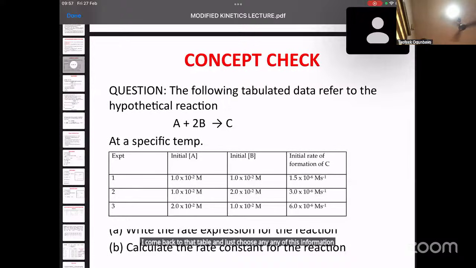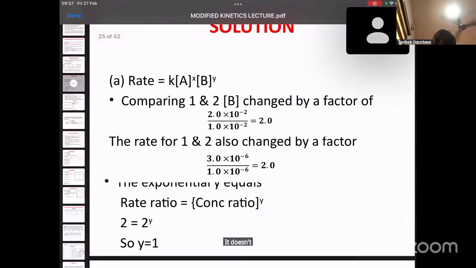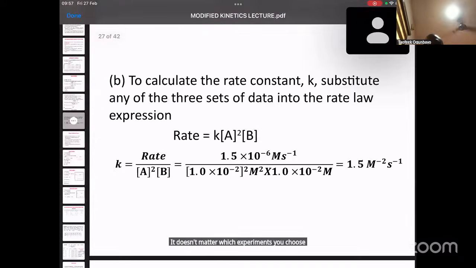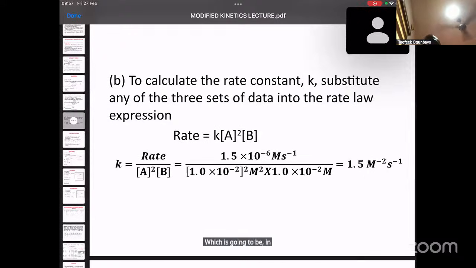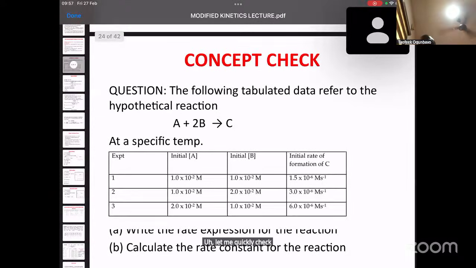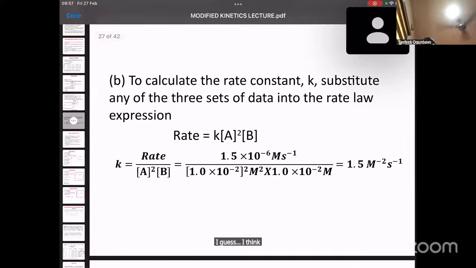You can choose experiment 1, experiment 2, or experiment 3, but you cannot choose some from 1 and some from 3. If you're choosing your initial rate and your initial concentration, they must come from the same experiment. It doesn't matter which experiment you choose. If you substitute them, you're going to get the same rate constant, which in this case, which one was used? Let me quickly check. I think experiment 1 was used.